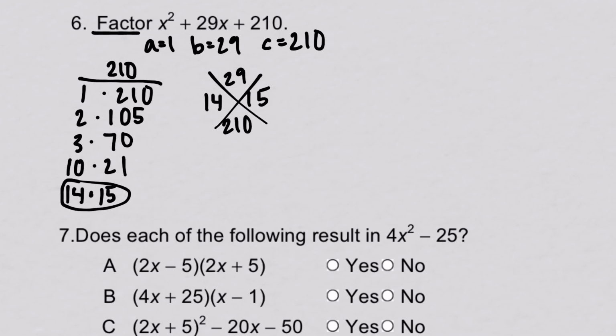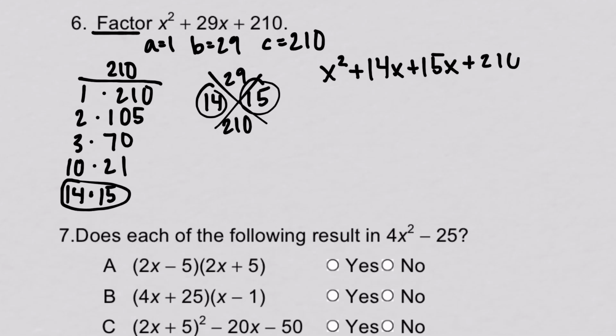Okay. Now, what do you do with those two factors, the 14 and the 15, is you're going to factor by grouping, like this. You're going to write out all the terms of your expression. X squared plus, you're going to take the two factors that you just found, 14x and 15x, and don't forget to put an x next to them, because you're basically breaking up the 29x into its two pieces, 14x and 15x, plus 210. And then you're going to factor by grouping, right? Group these two together, group these two together, and factor each one.